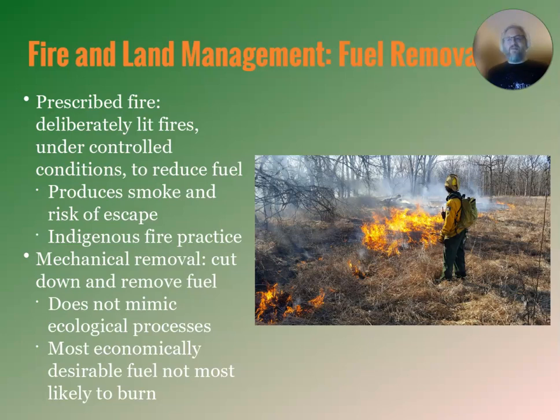So to counteract that, we might try to remove some of that fuel. We might try to find ways to get rid of that fuel so that it doesn't become the basis for a really dangerous fire. And there are two main ways that we might reduce that fuel. One is through what we call prescribed fire. So these are deliberately lit fires. So we deliberately light the area on fire under controlled conditions.